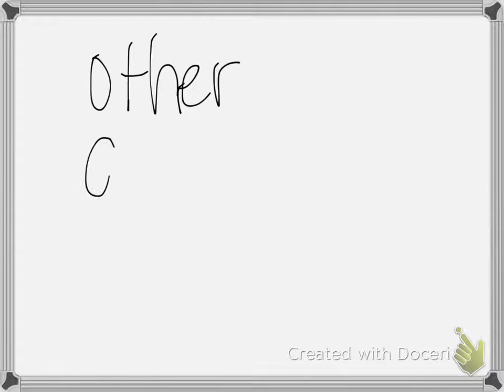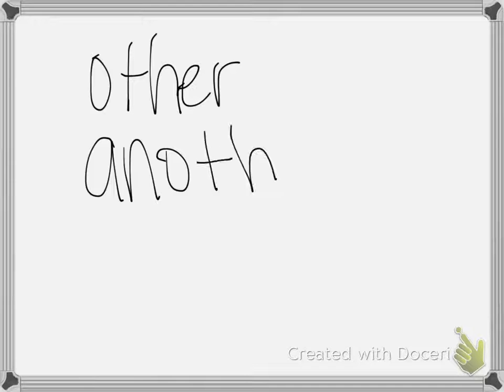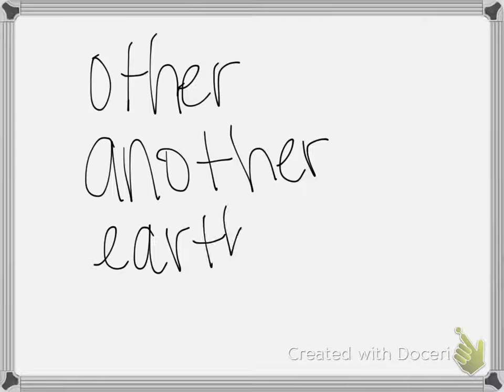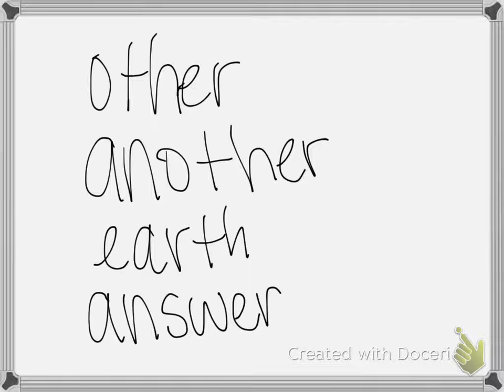Alright, now to review our sight words from yesterday or the day before. The sight words we have for this unit are other, another, earth, and answer. Okay? So write those again for me so we can get them in our brains. Remember those. You'll probably have to pause to write those if you need to. We're going to keep it moving.